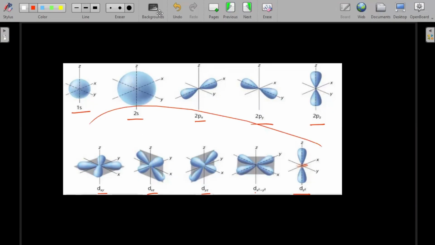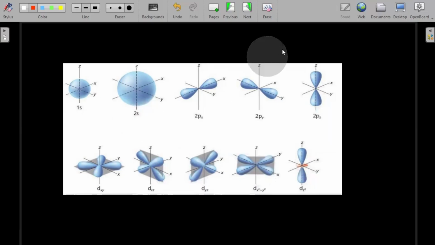You need to know how to draw these orbitals. You can be asked in a test or an exam, especially the first two, the s and the p. The d and the f are very complicated, as these are 3D structures, so I don't think you can be asked. But just in case you are asked, make sure you know how to draw the shapes of these orbitals.